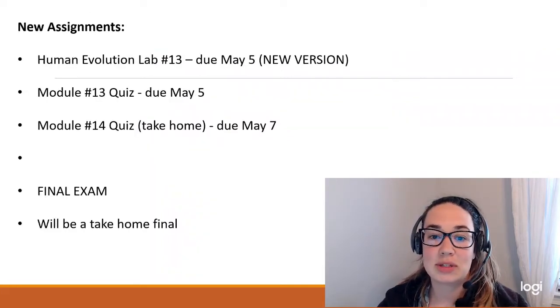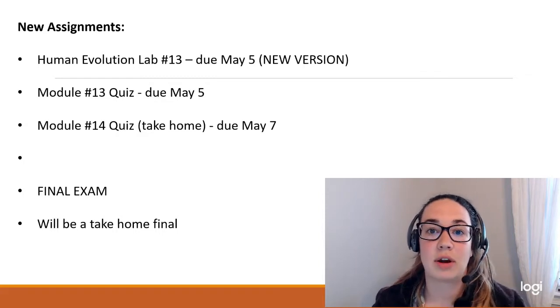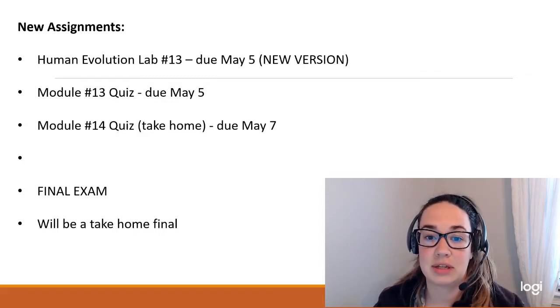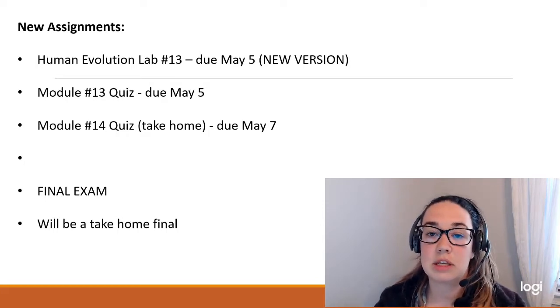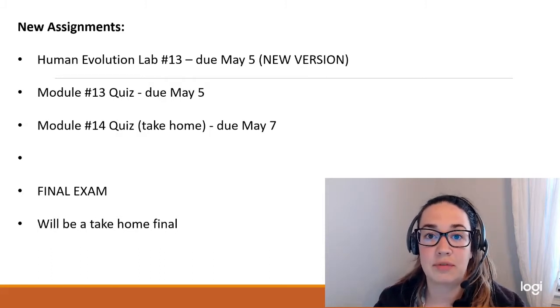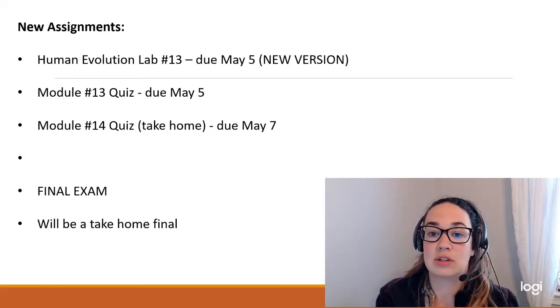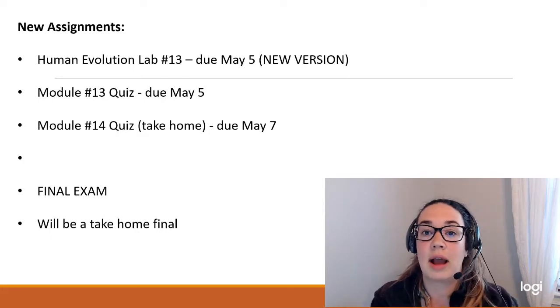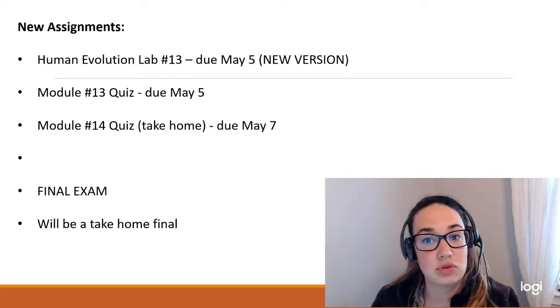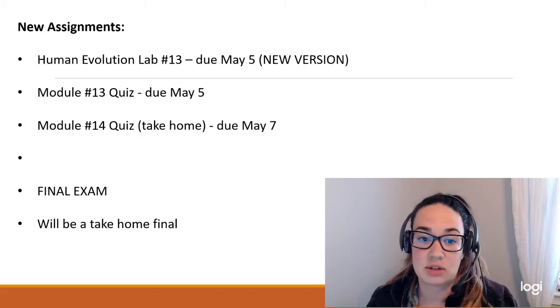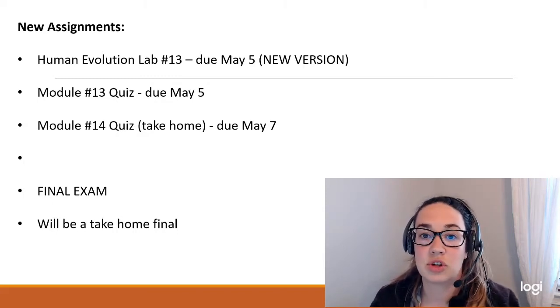For our new assignments, we have our Human Evolution Lab number 13. This is going to be due May 5th. There is a new version of it, so please make sure you're using the correct version. It's another virtual lab, and if you're using the old version, then the virtual lab will not coincide with the instructions. The new version is located in Cobra. I have also emailed it out. If you have issues trying to find it, send me an email and we'll get it to you. So that new version of the Human Evolution Lab will be due May 5th.